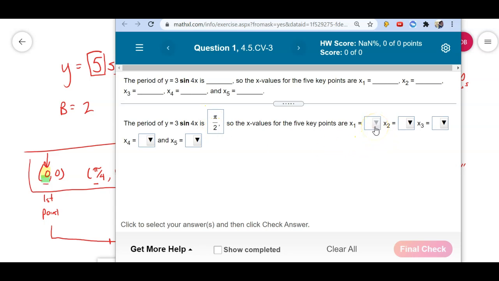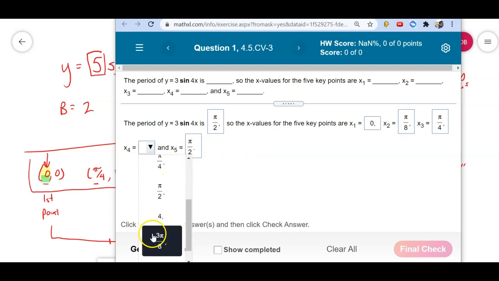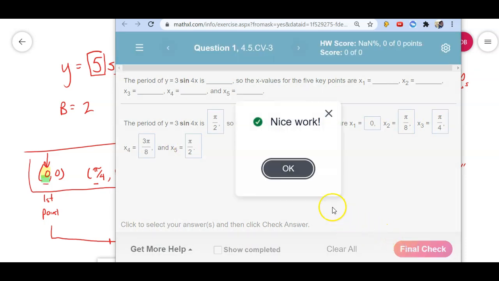And then the points are 0 again. All right, this number at the end will be 0 plus the period, so that's going to be pi over 2. If I average those two, I'll get the point in the middle, the x3, that'll be pi over 4. Halfway between 0 and pi over 4 would be pi over 8. And then halfway between pi over 4 and pi over 2 is 3 pi over 8. And that's how we do these quarter period point problems.